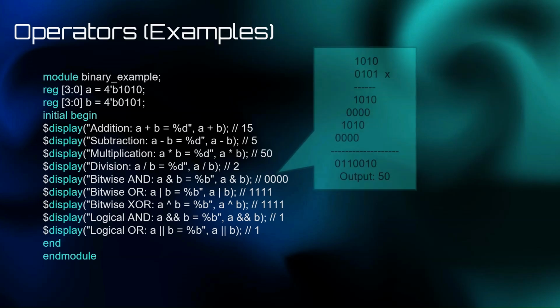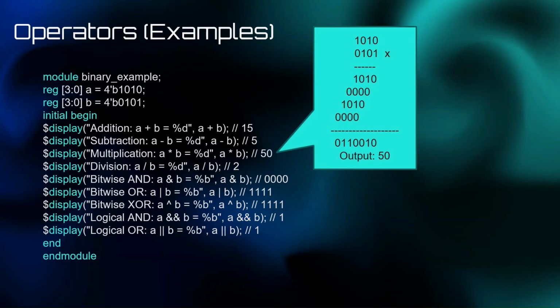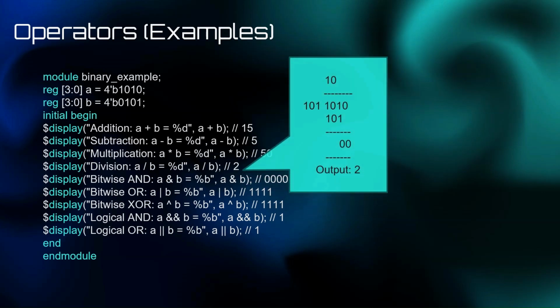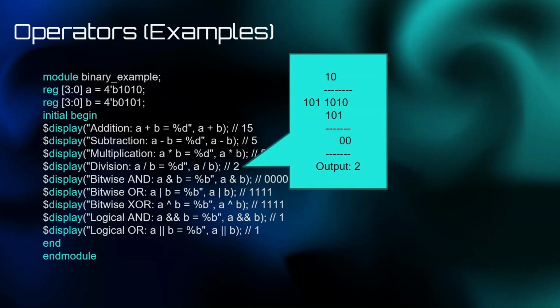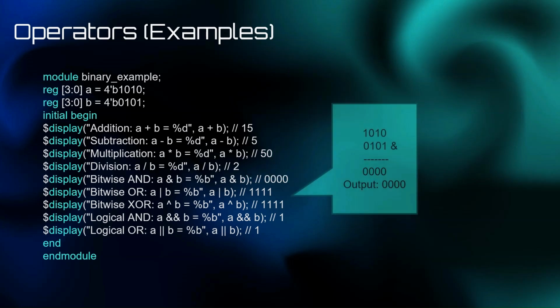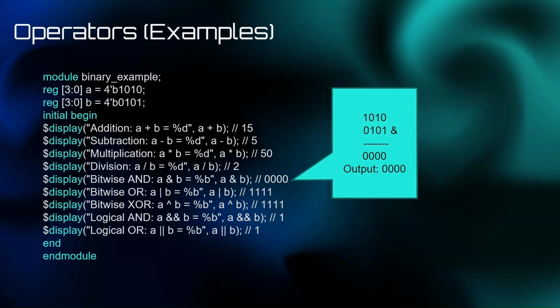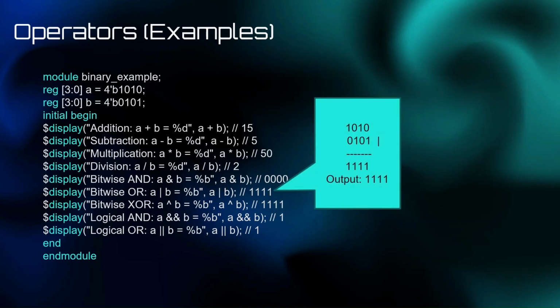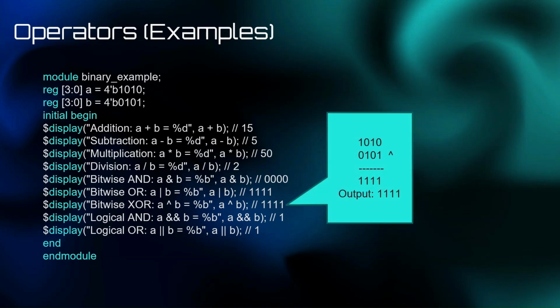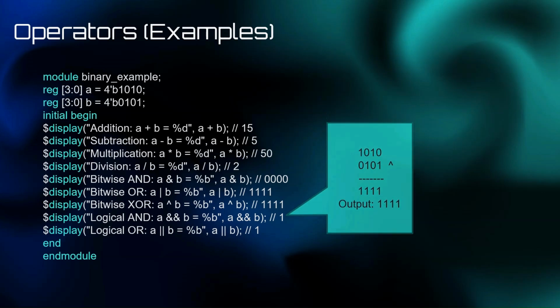Multiplication of A and B results in 50. This result is 6'b110010. Division A by B results in 2. In binary, this is 0010. We also perform bitwise operations. The bitwise AND operation A & B results in 0000. The bitwise OR operation A | B results in 1111. The bitwise XOR operation A ^ B also results in 1111.